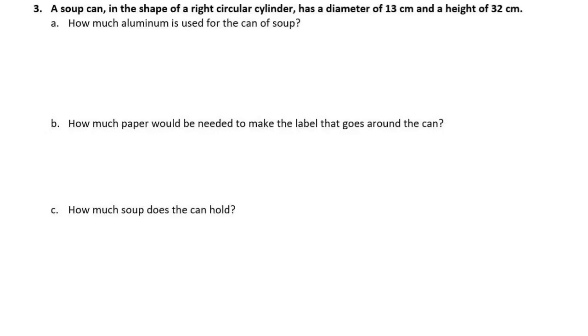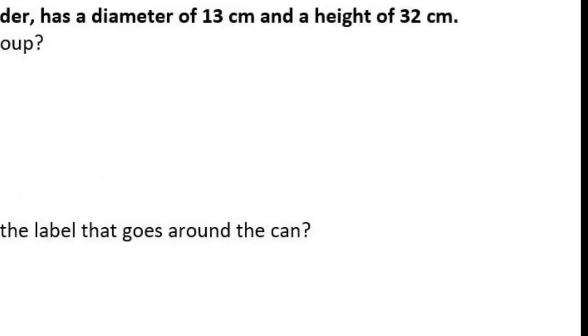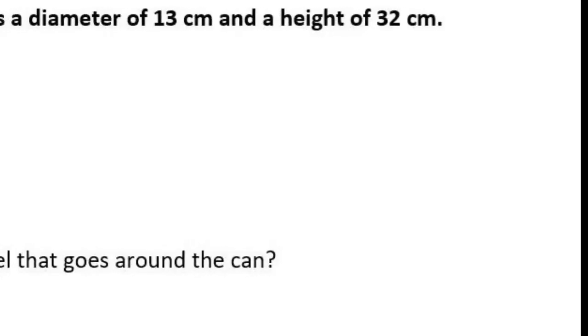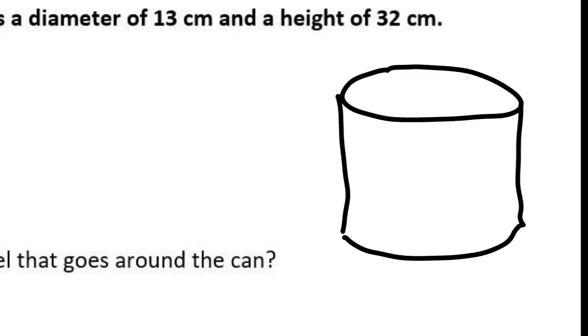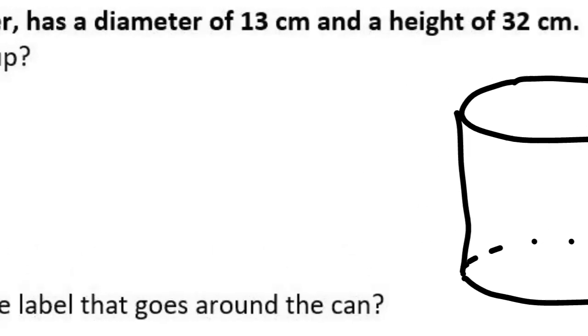Let's look at number 3. Number 3 says a soup can in the shape of a right circular cylinder has a diameter of 13 centimeters and a height of 32 centimeters. So I think the first thing I'm going to do is sketch a picture. All right. So here's my can. It says we have a diameter of 13 centimeters.